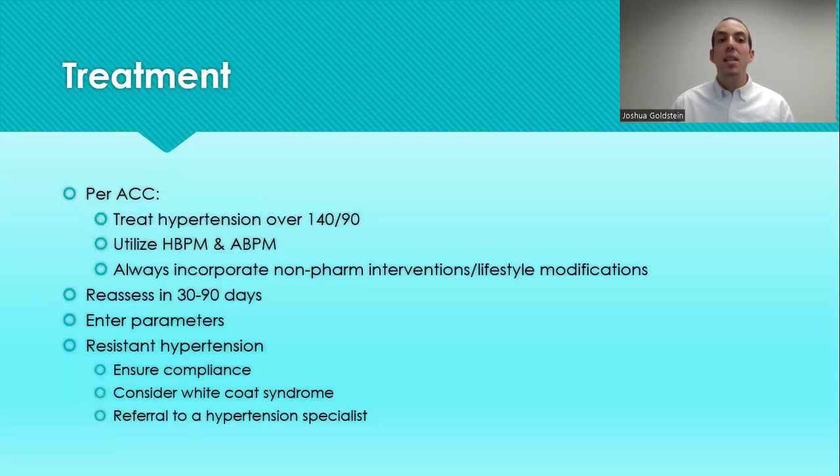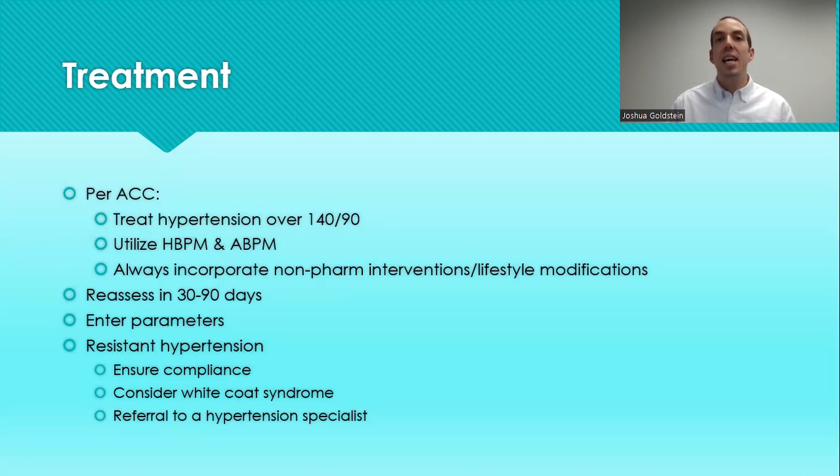Finally, we also have something called resistant hypertension. This is something we would diagnose a patient with. Usually, this is when we have them on 3 full dose medications and we still cannot get their blood pressure under control. In this case, of course, hopefully before it even got to this, you're already ensuring that they have compliance. We're considering white coat syndrome and really getting on them to make sure that we get a good log of what their blood pressures are at home or outside the healthcare setting.